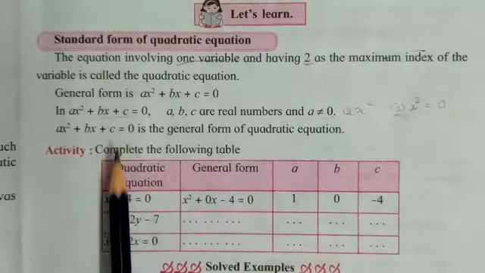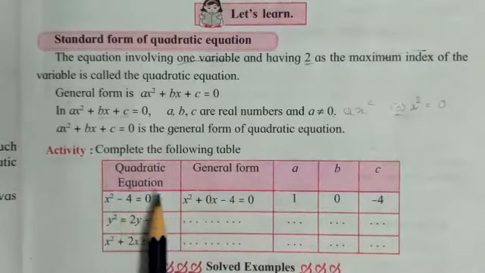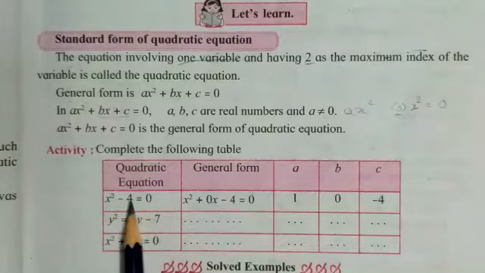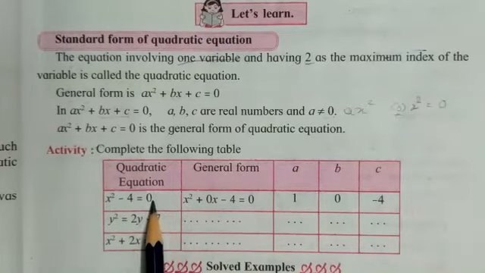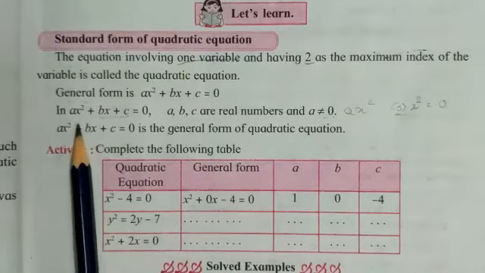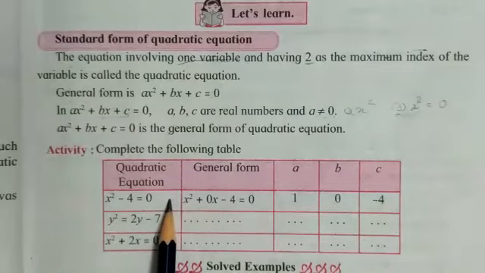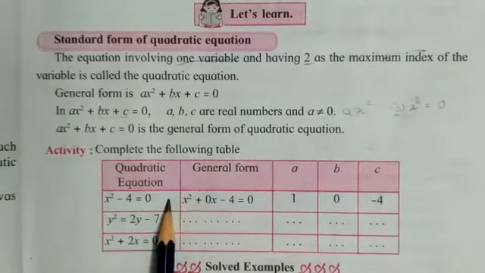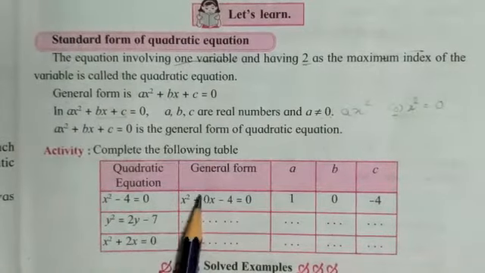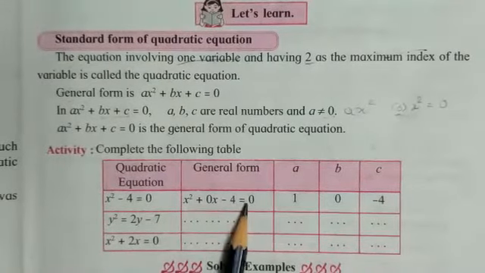Now on the basis of that we will solve this table. Here the quadratic equations are given. The first one is x square minus 4 is equal to 0. First we will convert it into general form. General form is like this: ax square plus bx plus c. Here if the b term is not given, then we will write it as 0x. Here ax square plus 0x minus 4 is equal to 0.